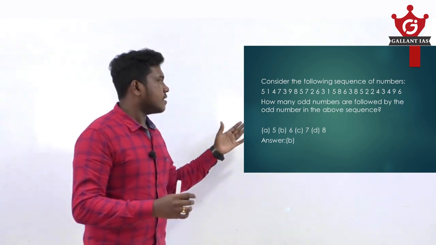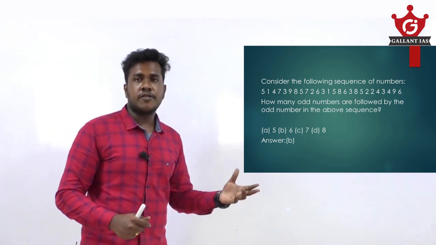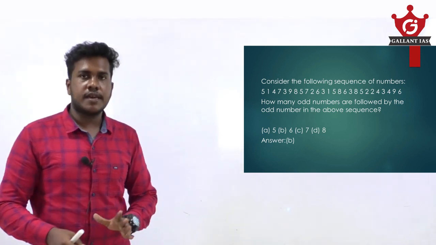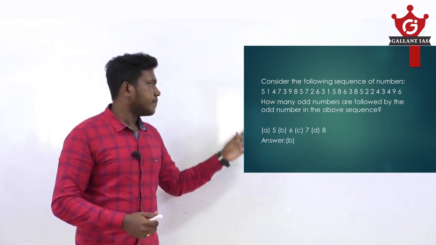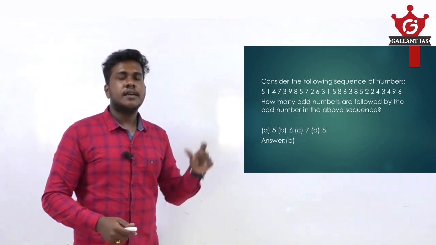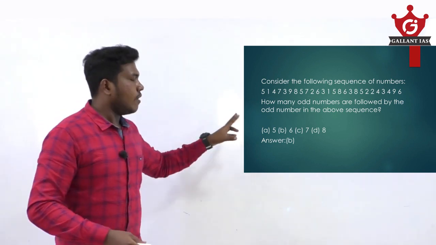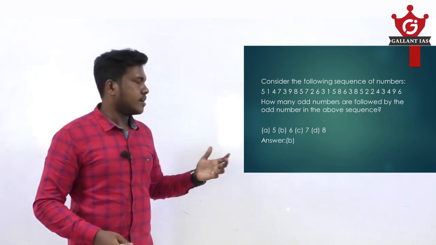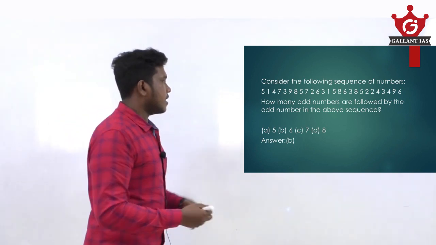First of all, you need to check the odd numbers and check whether that number is followed by another odd number. But here most students will make a mistake. They will be checking only the pairs, but here one number will be common to the first and second pairs. In that case you will be getting two sets of odd numbers. So make sure that you don't make any mistake while doing questions like this. Anyway, let's check it out.